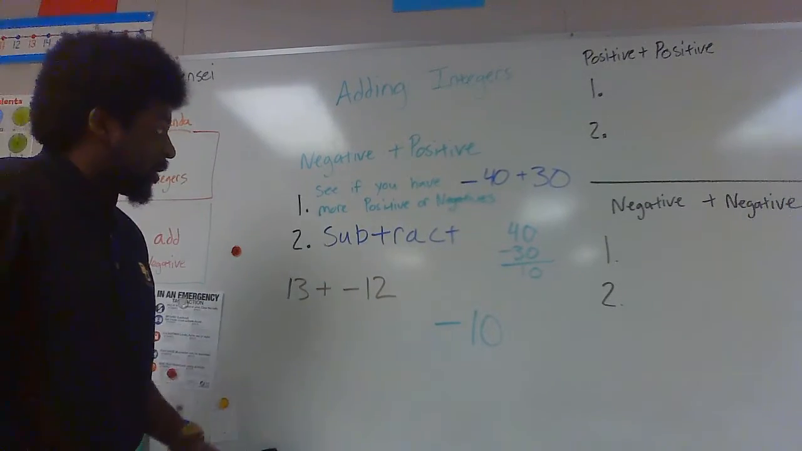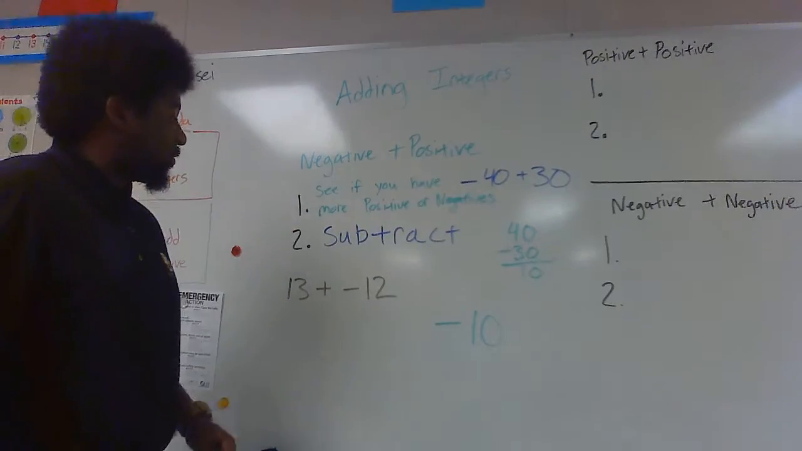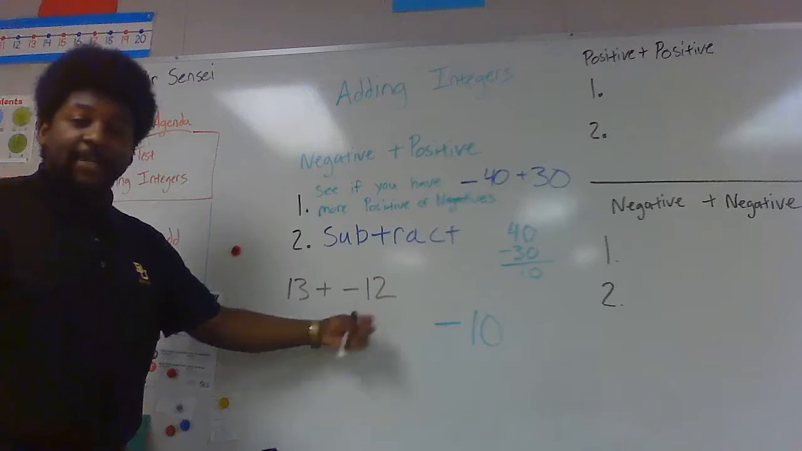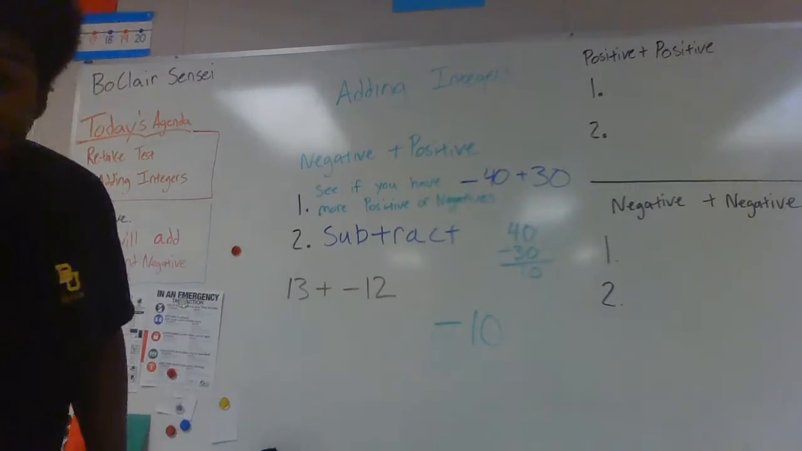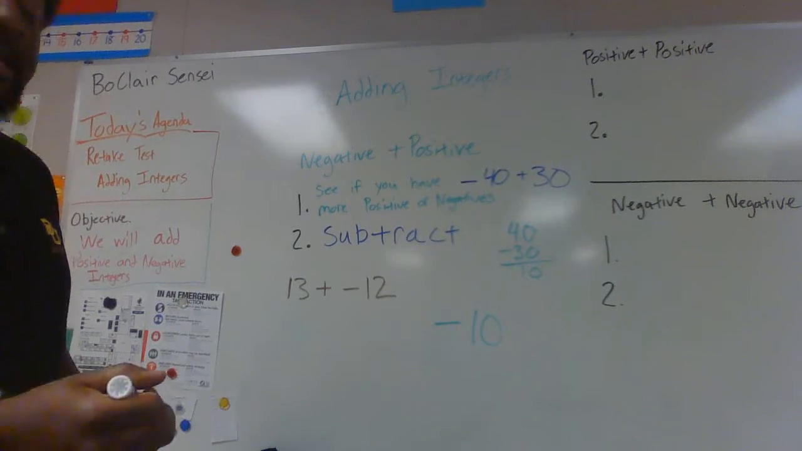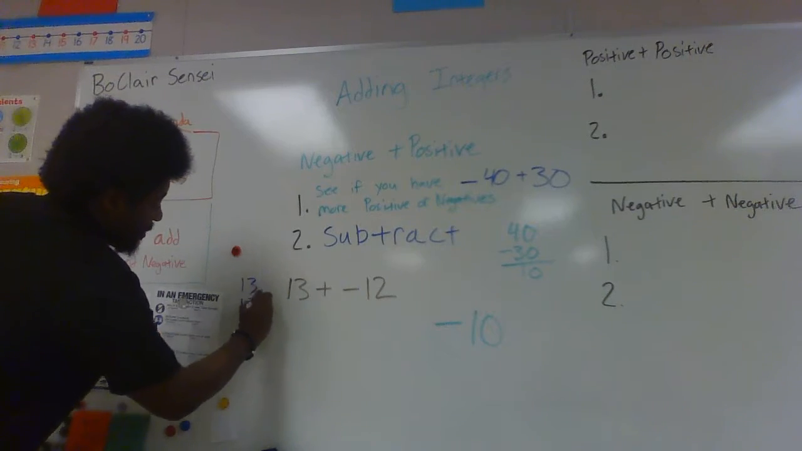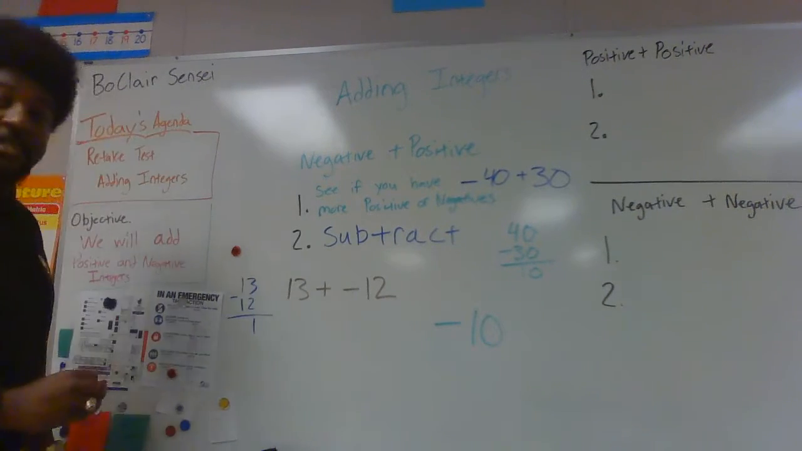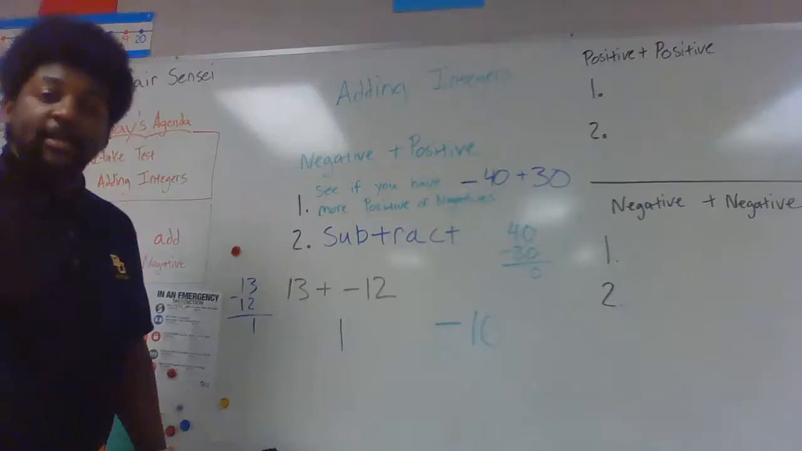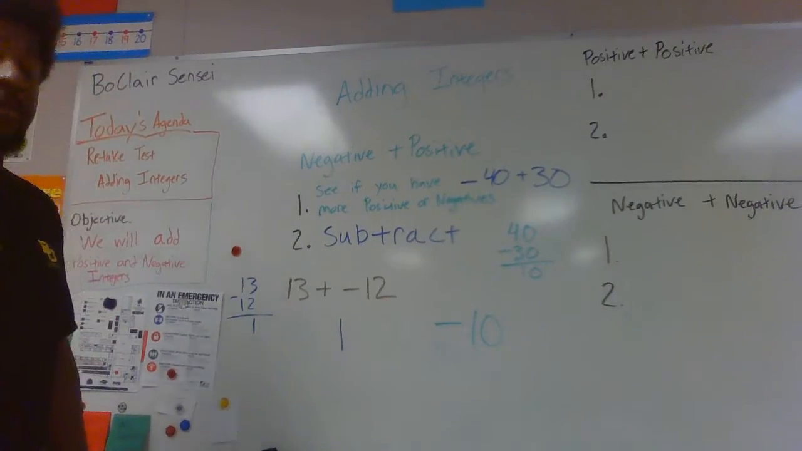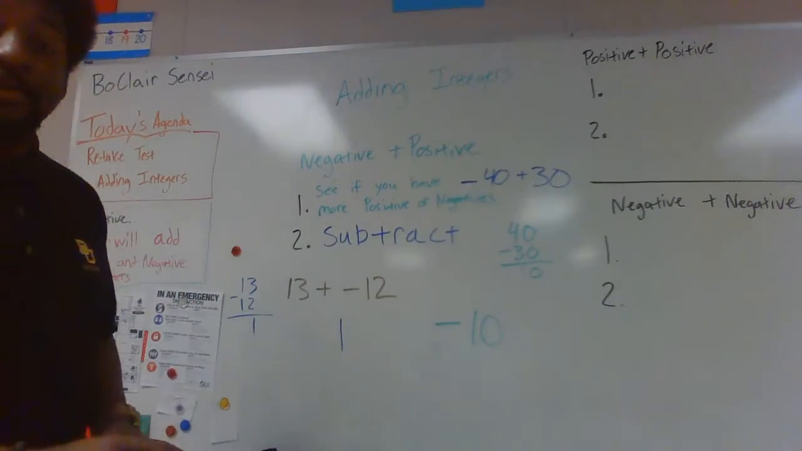All right, there's another problem here. We have a positive plus a negative. So again, we see if we have more positives or negatives. I have positive 13 and negative 12. On this one, I have more positives, so my answer is going to be positive. I don't have to write the positive sign. So now I need to do step 2, which is subtract: 13 minus 12 gives me just 1. So the answer to this problem is positive 1. Remember, positive plus negative or negative plus positive is when you have to do these two steps.